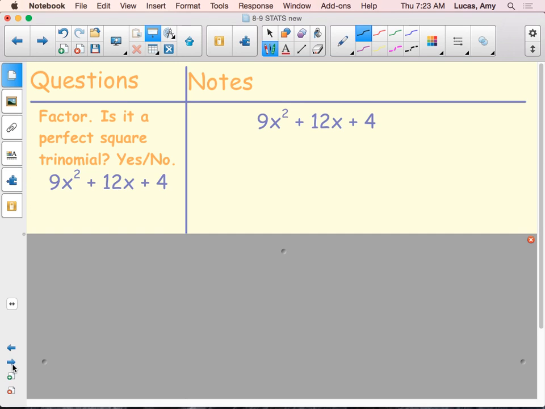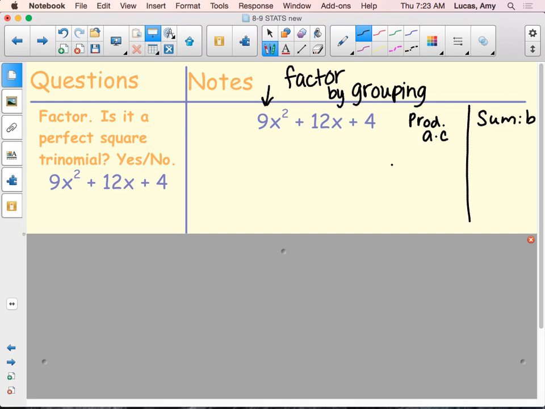Okay, my next one, because there's a coefficient in front here, I need to factor by grouping. So it's a little bit more complicated, and you can honestly use grouping on those easier ones if you need to. So I need a product of A times C, and my sum is still B. So my product is 9 times 4, or 36. My sum is 12. So I could write all of these factors of 36, but I know that the one that's going to give me 12 is 6 times 6. So you don't have to write all of these factors. If you can think of the factor pair right away, it's going to work.